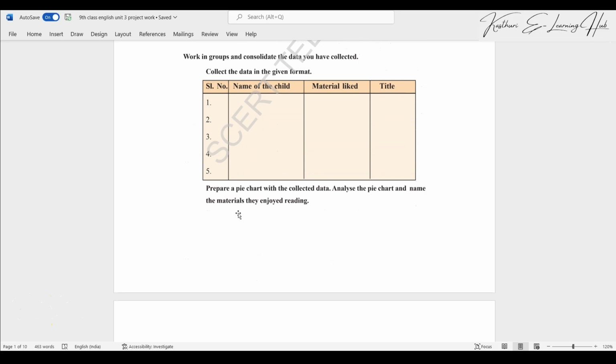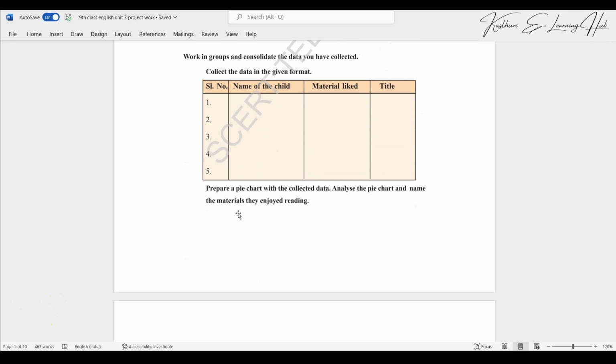After consolidating, we need to prepare a pie chart with the collected data. After all the group members have contributed, each one two fives are 10. Then we need to draw a pie chart, and after drawing it we'll get the idea: whichever sector has a bigger size is the one liked most by the students. So we have to analyze the pie chart and name the materials they enjoyed reading.